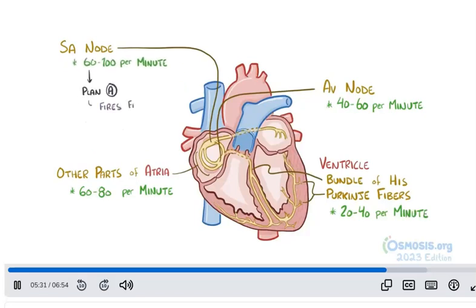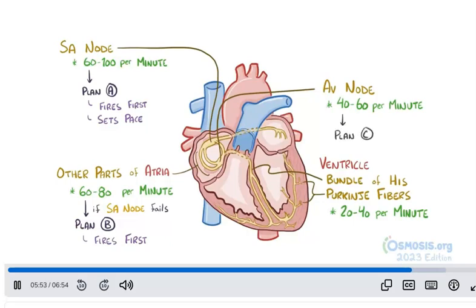So if the SA node fires on time, then it resets all of the other pacemaker cells, and that's why it sets the pace. If the SA node doesn't fire, then atrial pacemaker cells finally get a chance to start firing, and they get to set the pace, resetting the pacemaker cells in the AV junction and ventricle. If the atrial pacemaker cells fail, the AV junctional pacemaker cells take over. And finally, if all the other pacemaker cells fail, then the ventricular pacemaker cells start pacing the heart.